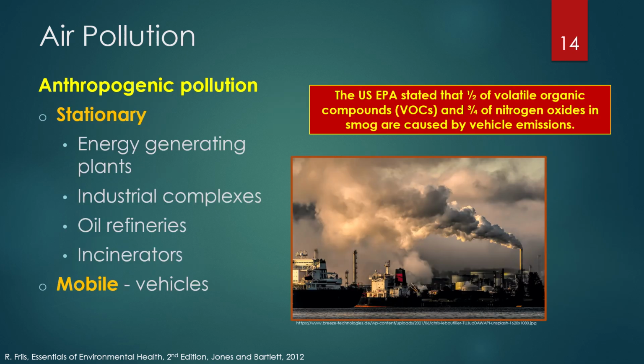Anthropogenic sources of pollution, those caused by man, can be classified as stationary and mobile. Stationary sources include energy-generating plants, industrial complexes, oil refineries, incinerators, etc. Mobile sources refer to various vehicles. The US EPA stated that half of the volatile organic compounds, VOCs, and 3/4 of nitrogen oxides in smog are caused by vehicle emissions.